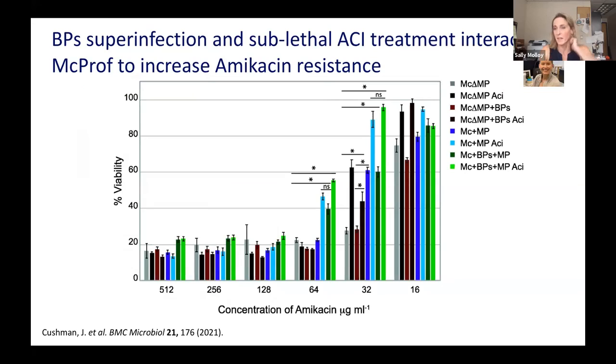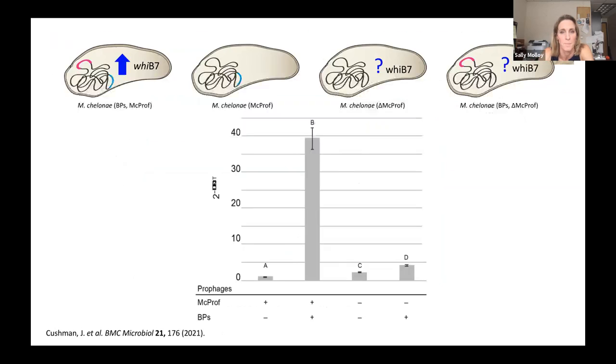So again, the acivicin was a positive control, but we went back and treated all 4 strains with and without acivicin. We didn't see a big change in MIC for our double lysogen here in fluorescent green, treated with acivicin compared to the single McProf lysogen treated with acivicin, but we did consistently see an increase in cell viability. So JC then looked at YB7 expression across our 4 strains. And of course, we saw the big jump in YB7 in our double lysogen.